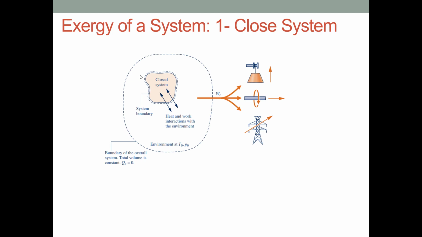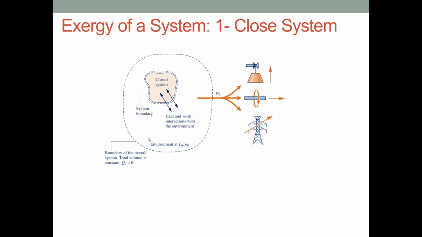Now consider a closed system. Closed system means heat can flow in or out of the system, that is, work and heat interaction between the system and the surroundings. So let's say the environment condition is T naught, P naught, and the system temperature is initially T and pressure is P, right? Both together are the overall system, the closed system and the environment, and this dashed line is the boundary of the overall system.